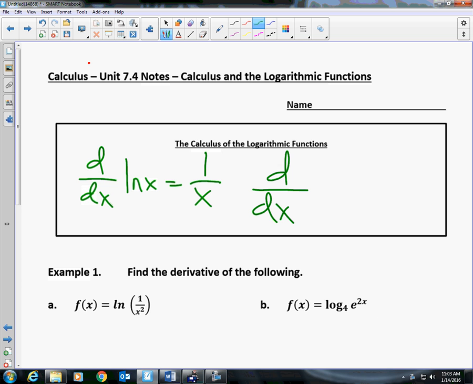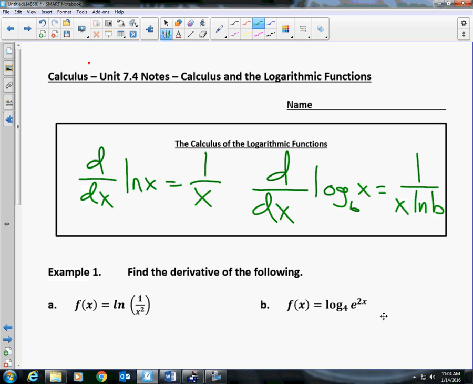The derivative of log base b of x. What is the base of natural log? E. And what is the natural log of e? 1. So in this situation, the derivative of log base b of x is 1 over x, but then we have to multiply by the natural log of b. Had you done this in the previous example, the natural log of e is 1, so that part would just go away.